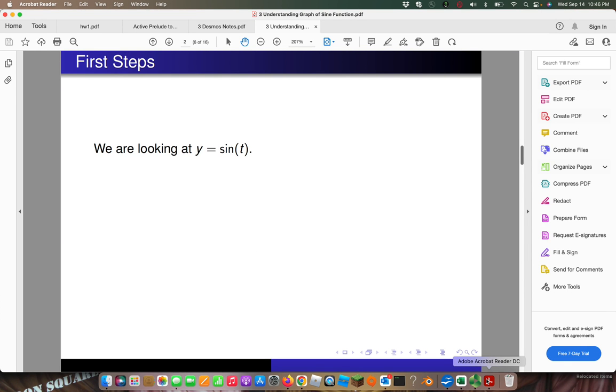So the first place I'm going to look on this graph y equals sine of t is the endpoints. Remember, we're looking between t equals 0 and t equals pi over 2. So I want to see what happens at t equals 0. You get sine of 0, which equals 0, so your y is equal to 0. And if you put in t equals pi over 2, sine of pi over 2 equals 1, so that gives us y is equal to 1.